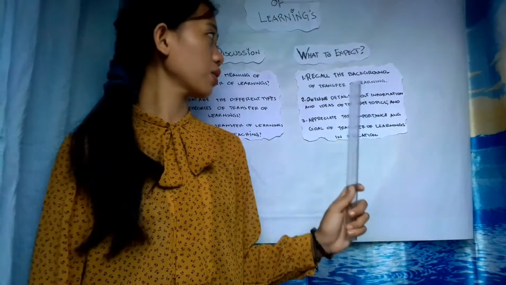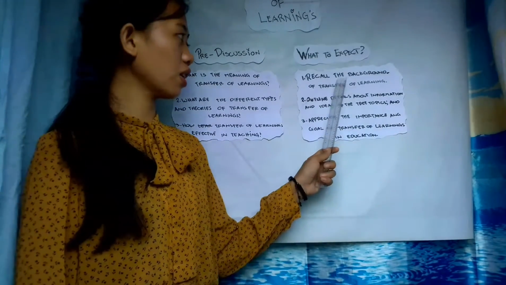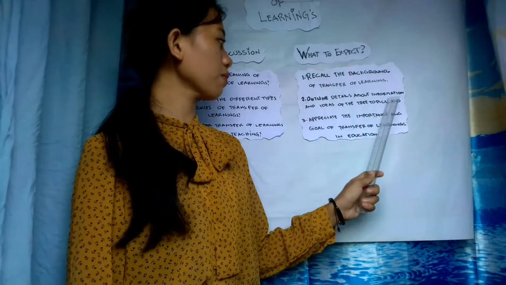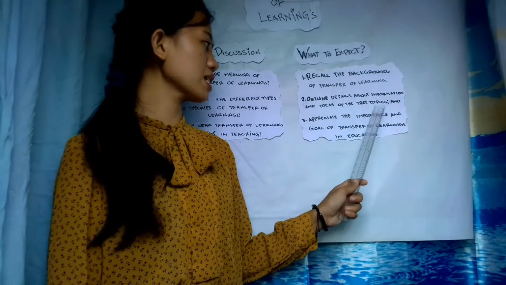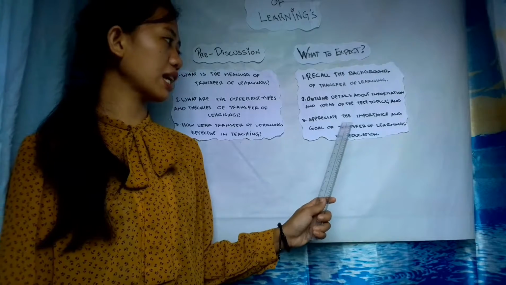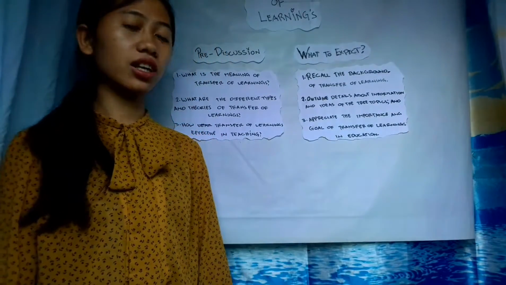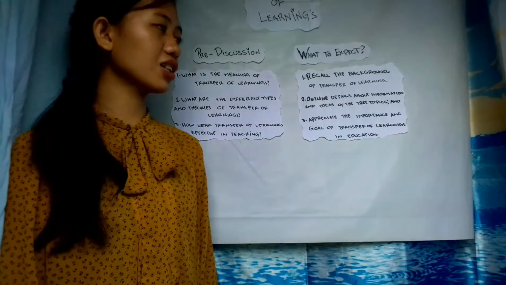And what is there to expect for today? Number 1, we need to recall the background of transfers of learning. Number 2, outline details about the information and ideas of the three topics and appreciate the importance and goal of transfers of learning in education. So, that is our pre-discussion and what to expect for today. Now I would like to discuss what transfers of learning is all about.